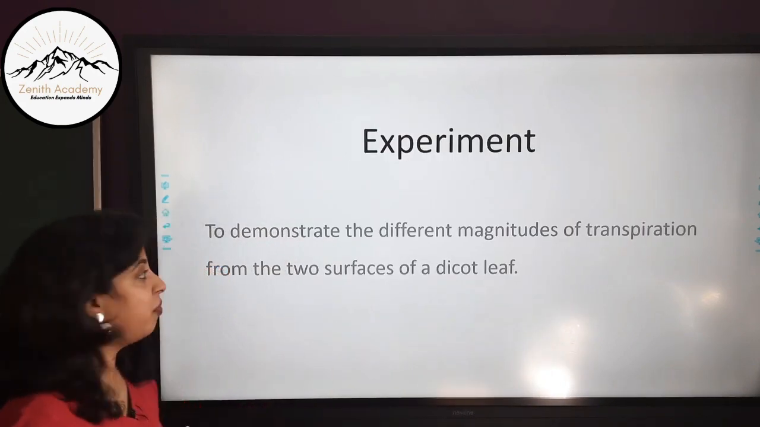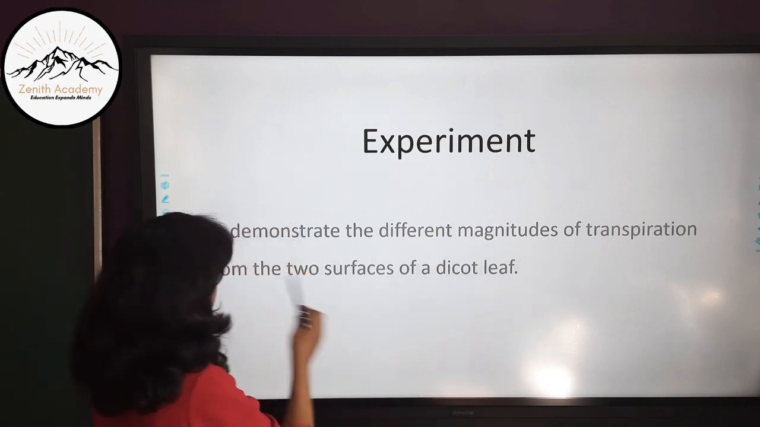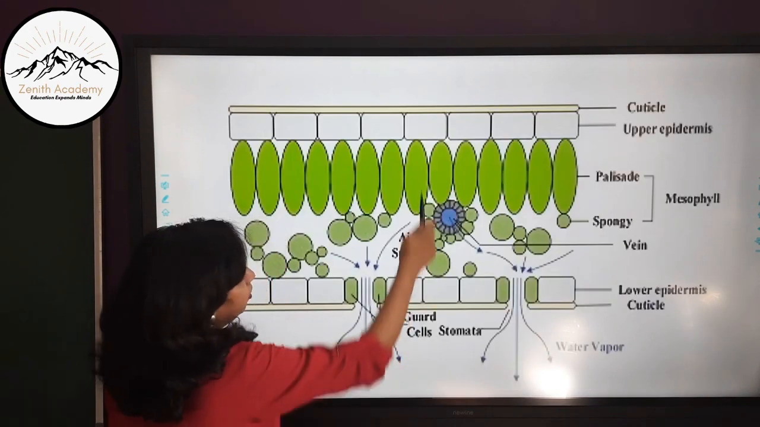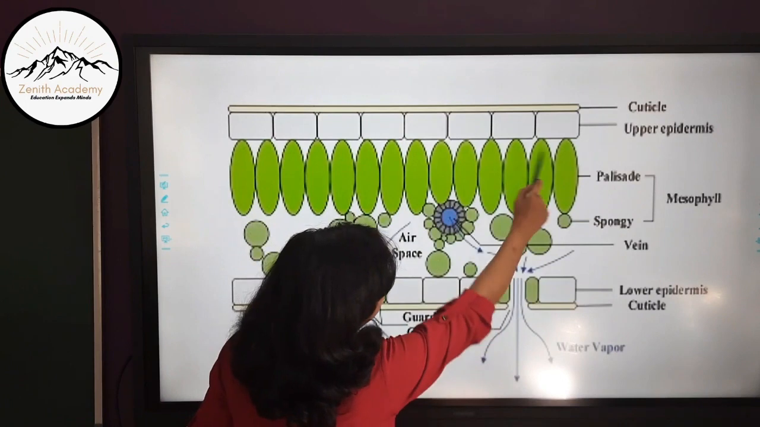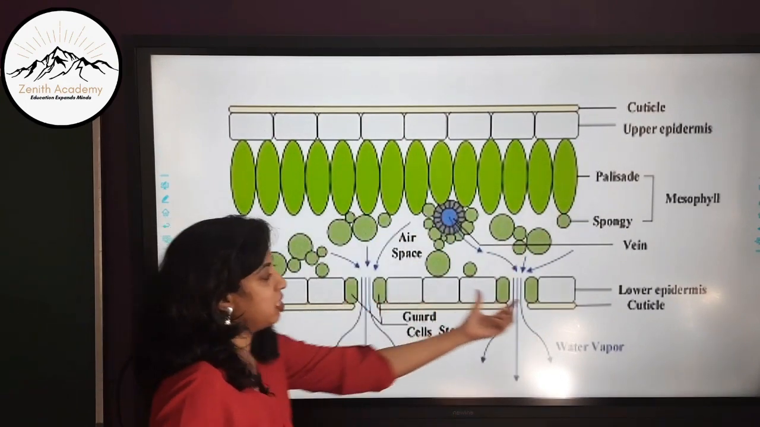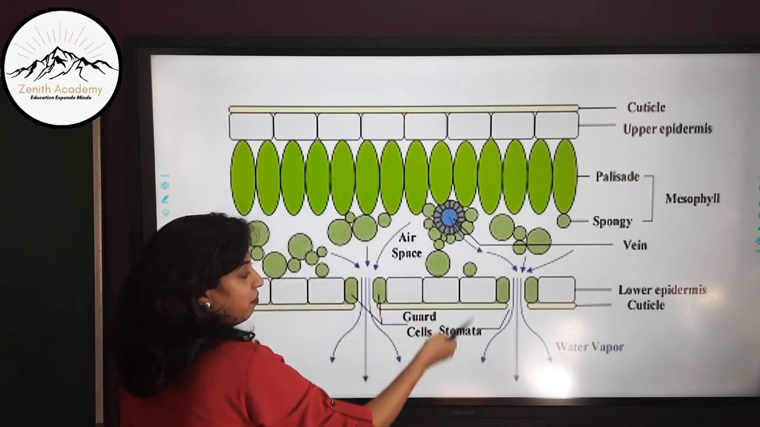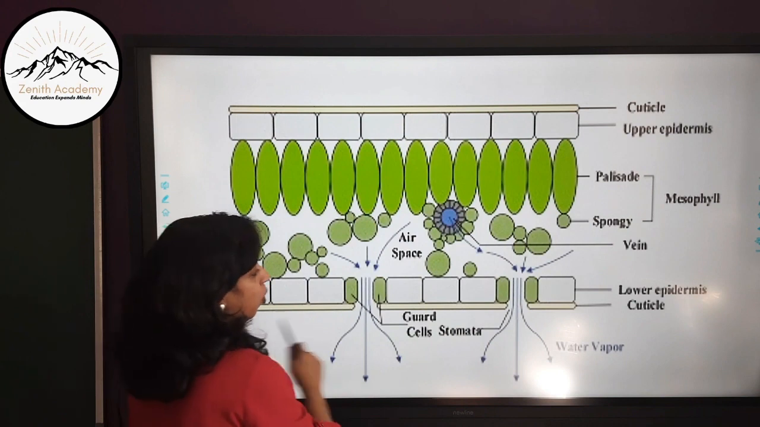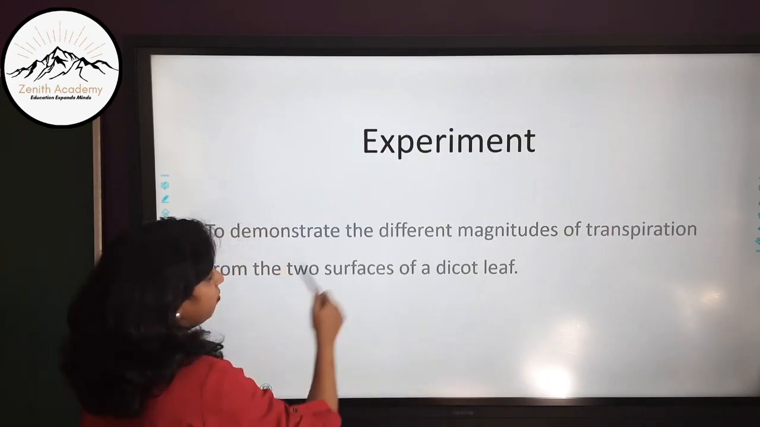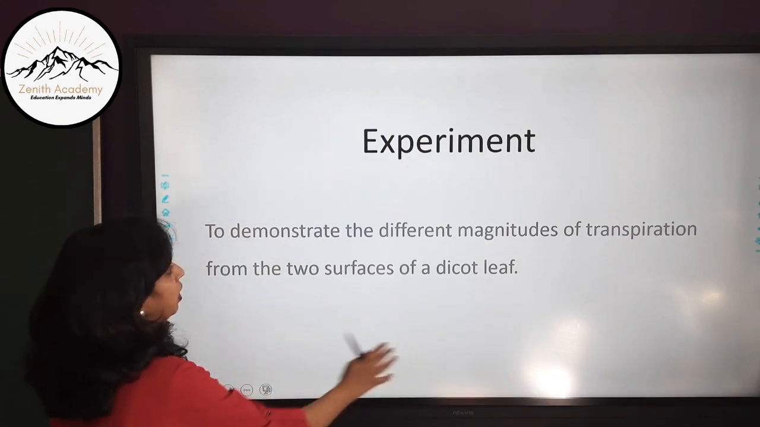Now let us perform an experiment. This experiment will demonstrate the different magnitudes of transpiration from the two surfaces of a dicot leaf. I told you already there are two surfaces. This is the upper epidermis, upper surface, and this is the lower surface. I already told you the lower surface has more number of guard cells. So the transpiration rate will be different from the upper surface and lower surface. We all know more transpiration will occur from the lower surface. So this experiment will demonstrate the different magnitudes of transpiration from the two surfaces of a dicot leaf.